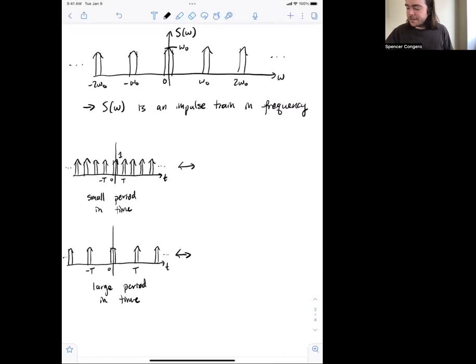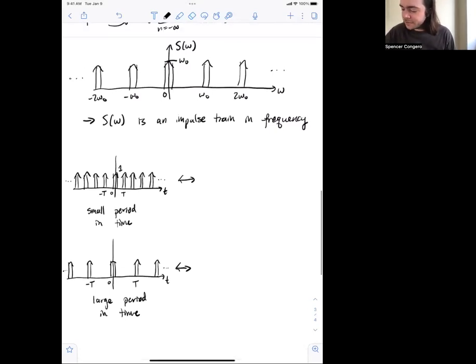So when I have a small period in time, what happens when I take the Fourier transform? What we have to figure out is what these omega naught values are. And remember, 2 pi over T equals omega naught. So the period and the frequency are inversely related. The smaller I make the period, the larger the frequency gets, and the larger I make the period, the smaller the frequency gets. So if I have an impulse train with a small period in time, they're all scrunched together. These delta functions are happening very quickly. In frequency, that omega naught is going to be large.